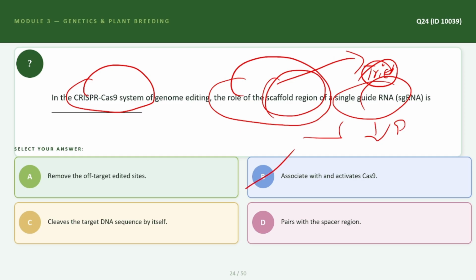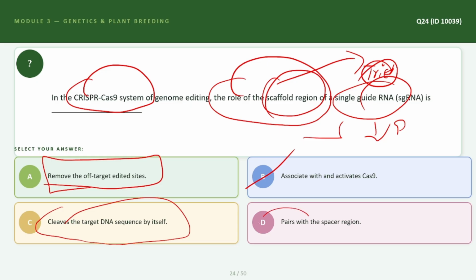Even if you don't know this concept, just think about removing the off-target edits: cleavage of the target DNA sequence by itself, pairing with the spacer region. By looking at the options, you can eliminate and only one will be the positive answer.